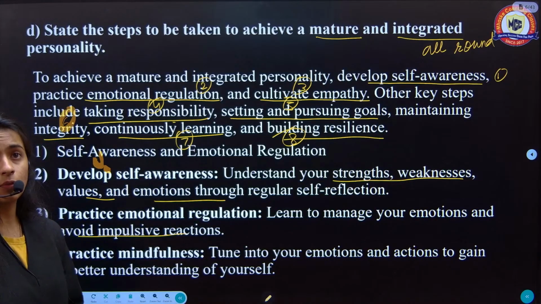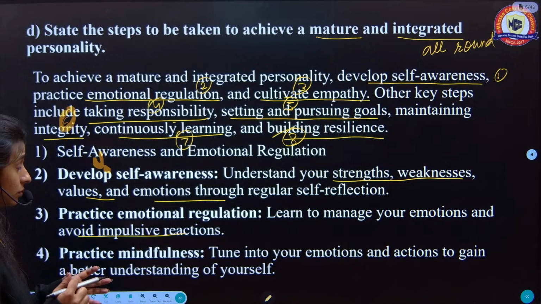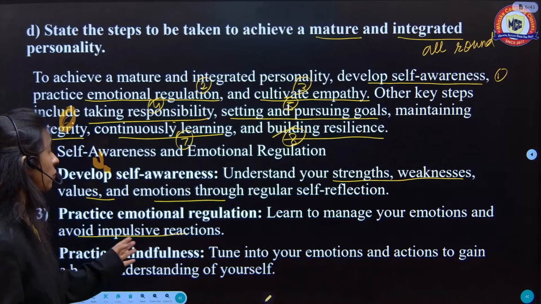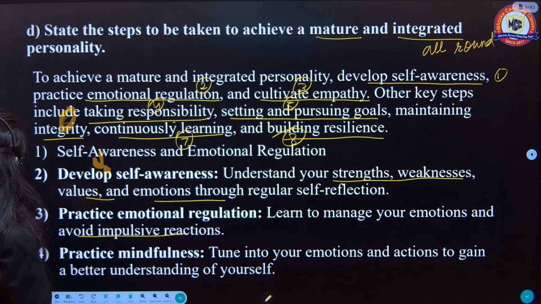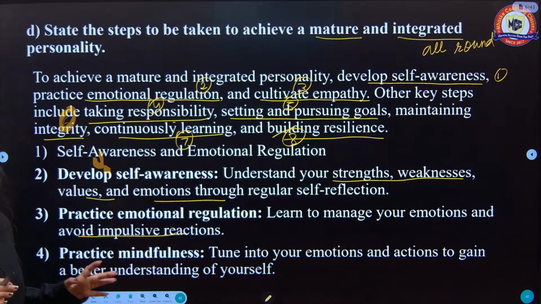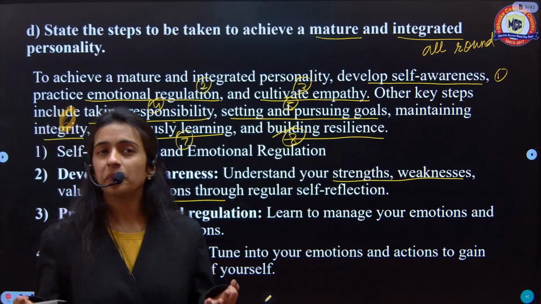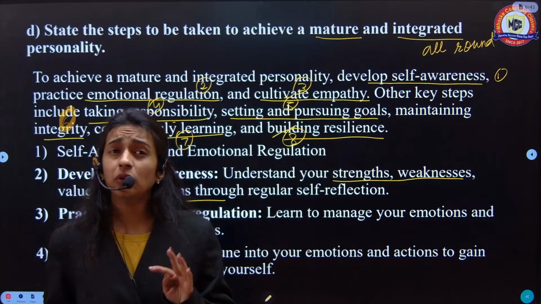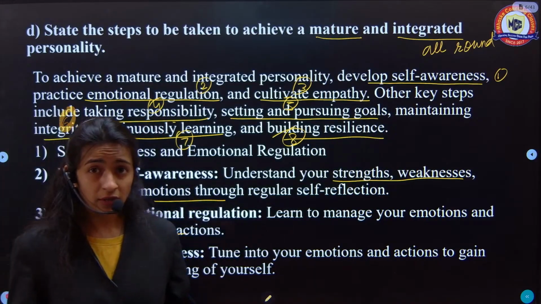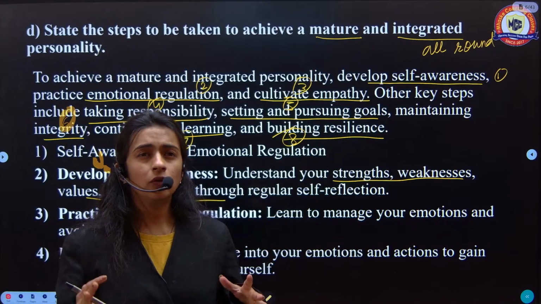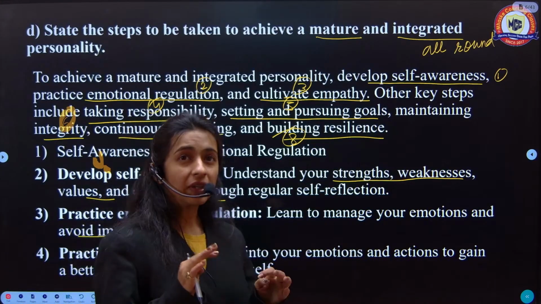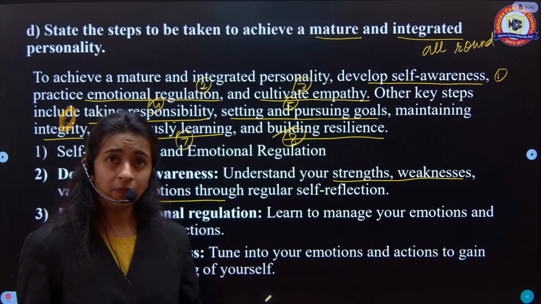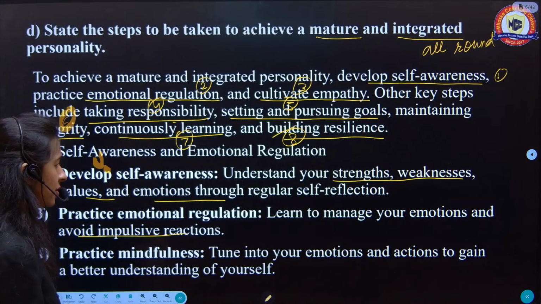You cannot scream, you cannot show anger, you cannot throw things at people. So this is what impulsive reaction means. Fourth point is practice mindfulness. How are you going to do it? Mindfulness is all about meditation. Okay, not just meditation, whatever you like, whatever your hobbies are will be your mindfulness, where your mind is calm and you feel the silence. You feel that, yes, now I can control my emotions, now I'm feeling calm. So that is what the mindfulness activity is.